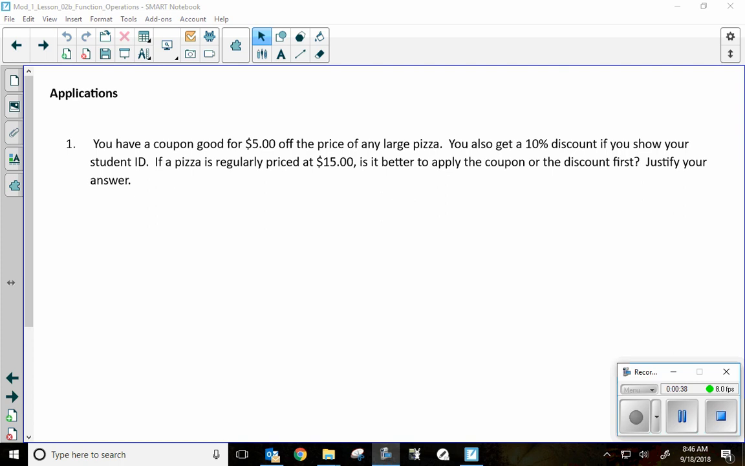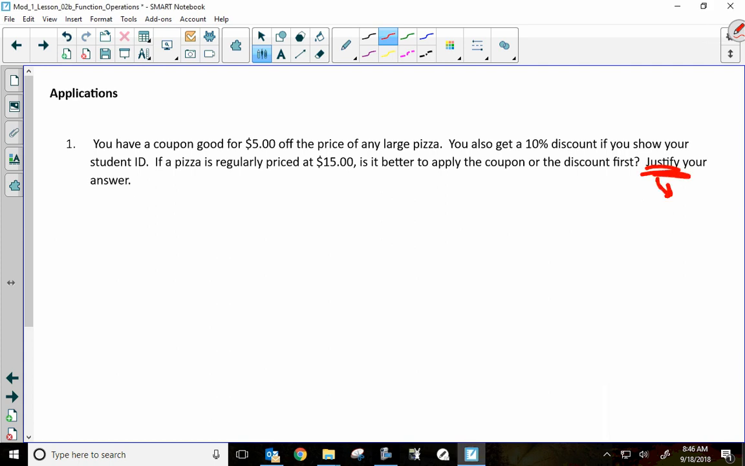Justify your answer. First off, what I tell everybody, this word justify, that just means show all your work, okay? You do not have to write a paragraph. If they say explain, you need to write words. We're going to write some words at the end because we obviously have to make a decision of which is better, to apply the coupon or discount first. So we need to state that at the end. But justify or justification can be math work shown on how we've gotten the answer.